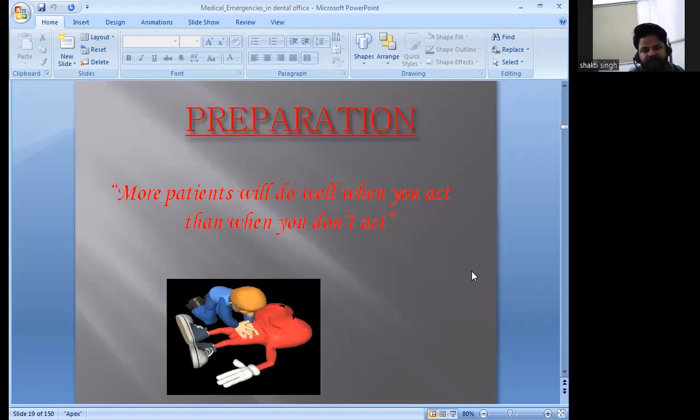Then prevention is done. Prevention basically includes the medical history of that particular patient, followed by physical examination, psychological examination, seeing all the vital signs and symptoms of the patient. So depending upon that, at the time of medical history itself, we can see and act accordingly. Then we come to the preparation part. More patients will do well when you act than when you don't act. This is a saying.